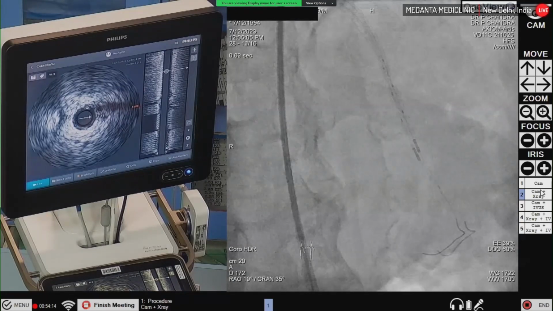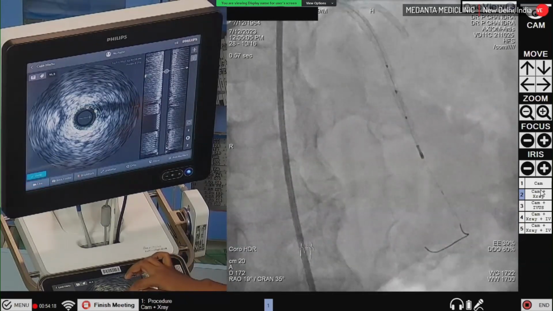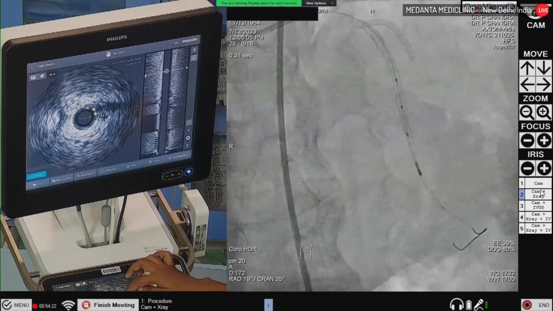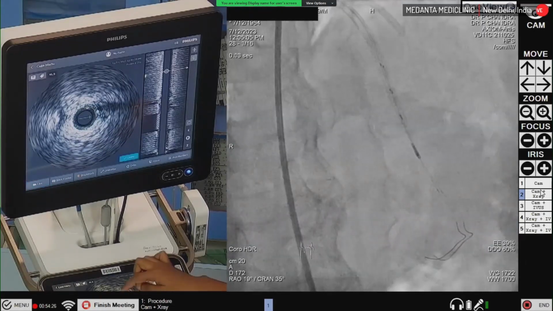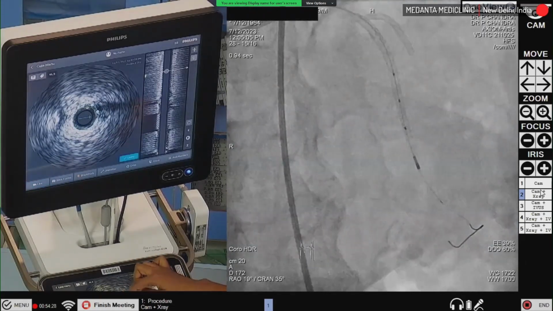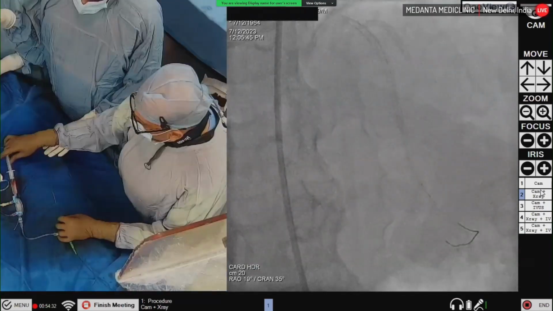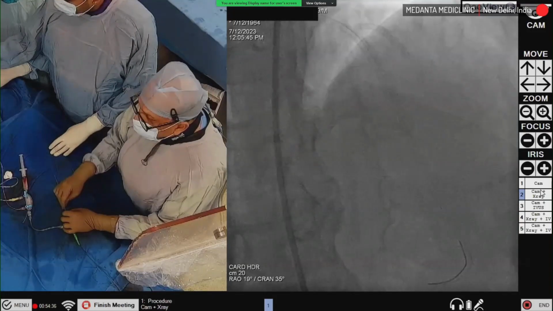Hold it. Since it is a small vessel like 2 millimeters, we will go with either a 2 millimeter DEB, 2.25, 2.25 or 2.30, whatever. Both can work. Or a 2.25 by 25.